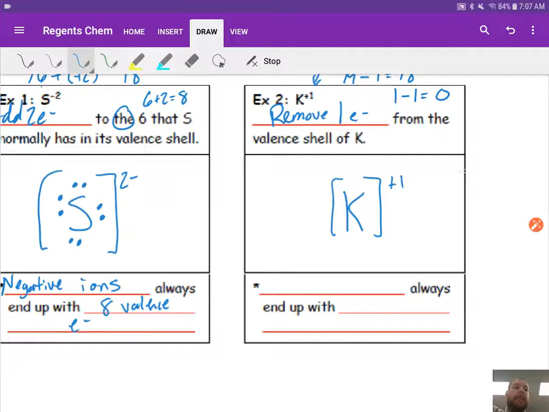I can't tell you how many times students will forget that. Something easy like that on the reference, or on the Regents, or on a quiz, or on a test, and I have to take points off because it's not correct. All right, so make sure you remember that.